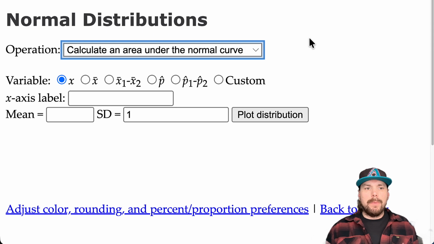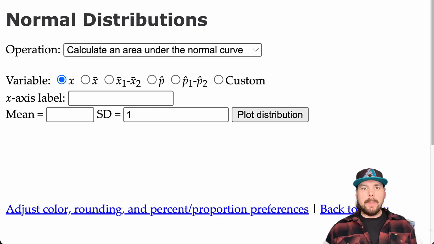Next, we have an option for the variable. This defaults to x, just a standard x-axis. However, we can also use this to compare sample means, x bar, differences between two sample means, x bar 1 minus x bar 2, sample proportion, p hat, or the difference between two sample proportions. This is p hat 1 minus p hat 2. And lastly, we have an option for a custom variable.